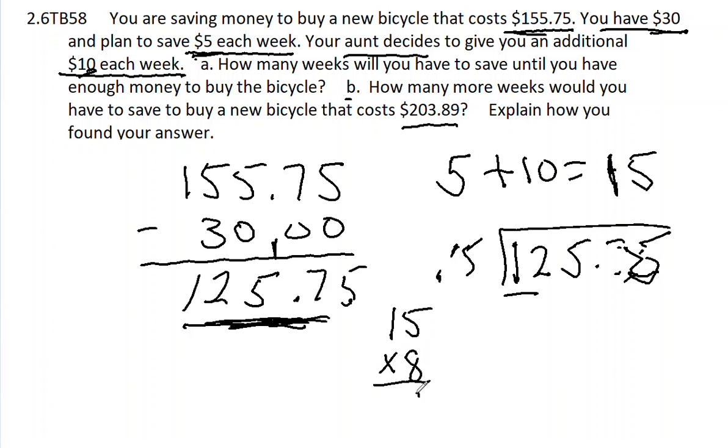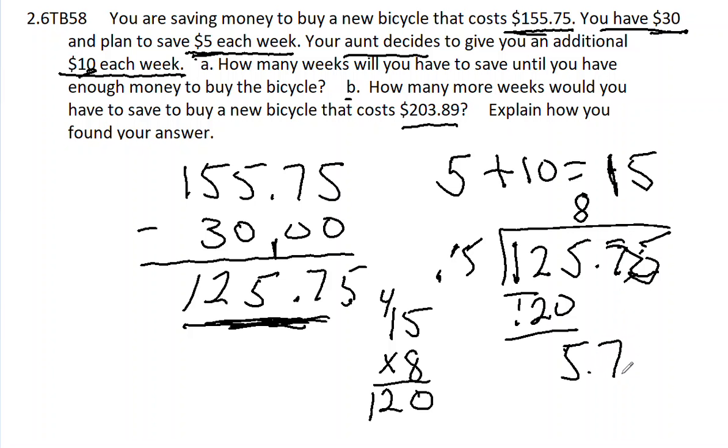8 times 5 is 40. 8, 9, 10, 11, 12. That's pretty close. That's 120. So let's write that right here, 120, and subtract. Now this is a 7 if you remember. We can bring down the 7, and will 15 go into 57? Yes. 15 will go into 57 about 5 times, because 6 is going to be too many. 5 15s, sorry about the mess here, is going to be 70.